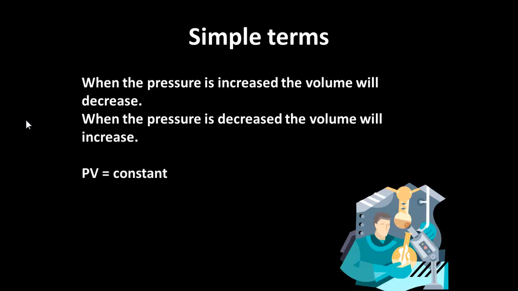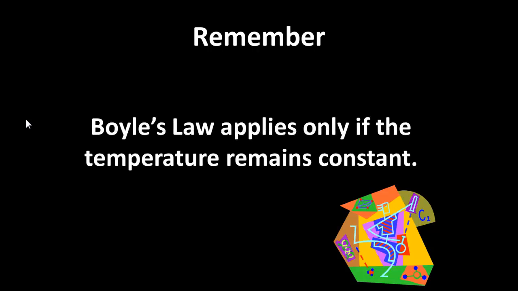We can say then that pressure multiplied by volume is a constant, or we could write that as PV equals K. So that's where we get our P1 V1 is equal to P2 V2 from. Now remember, Boyle's law only applies if the temperature remains constant. If the temperature changes, then Boyle's law won't apply.